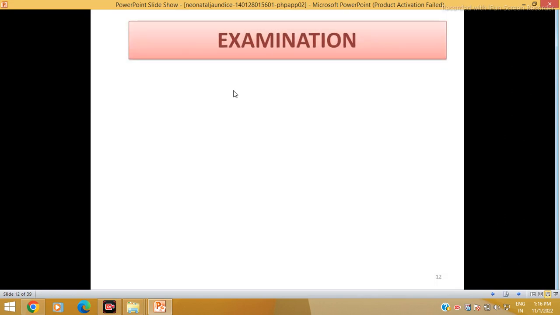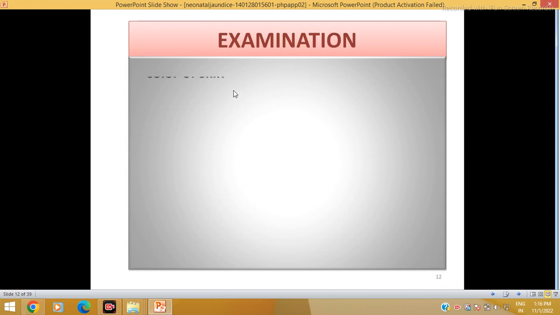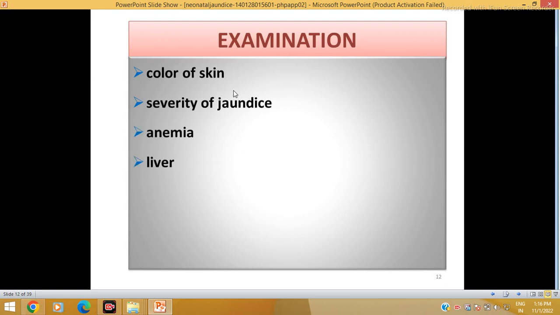Then the examination of the baby. How do we do the examination? First we check the color of the skin, then the severity of the jaundice, then anemia, and liver, spleen, gallbladder and ascites. All these parameters we should check while examining the newborn baby for jaundice.